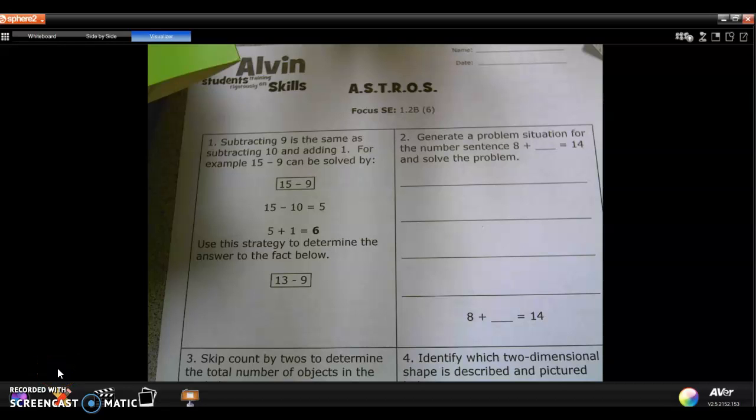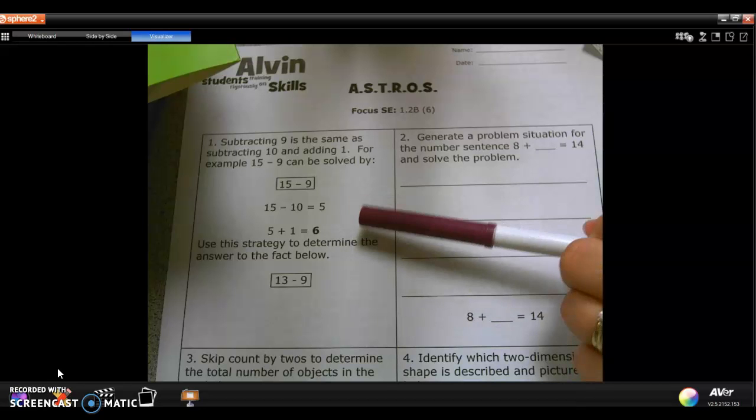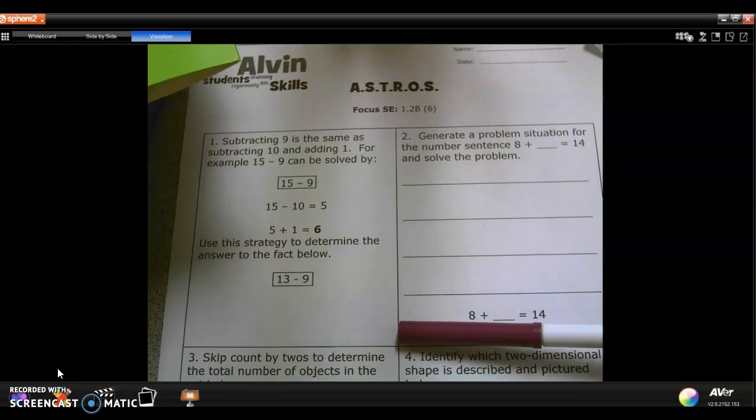Alright, boys and girls, tonight we have Astros. So we're going to read number 1. Subtracting 9 is the same as subtracting 10 and adding 1. For example, 15 minus 9 can be solved by 15 minus 10 plus 1, and 5 plus 1 is 6. Use this strategy to determine the answer to the fact below. So you're going to use the same process to do this one right here.